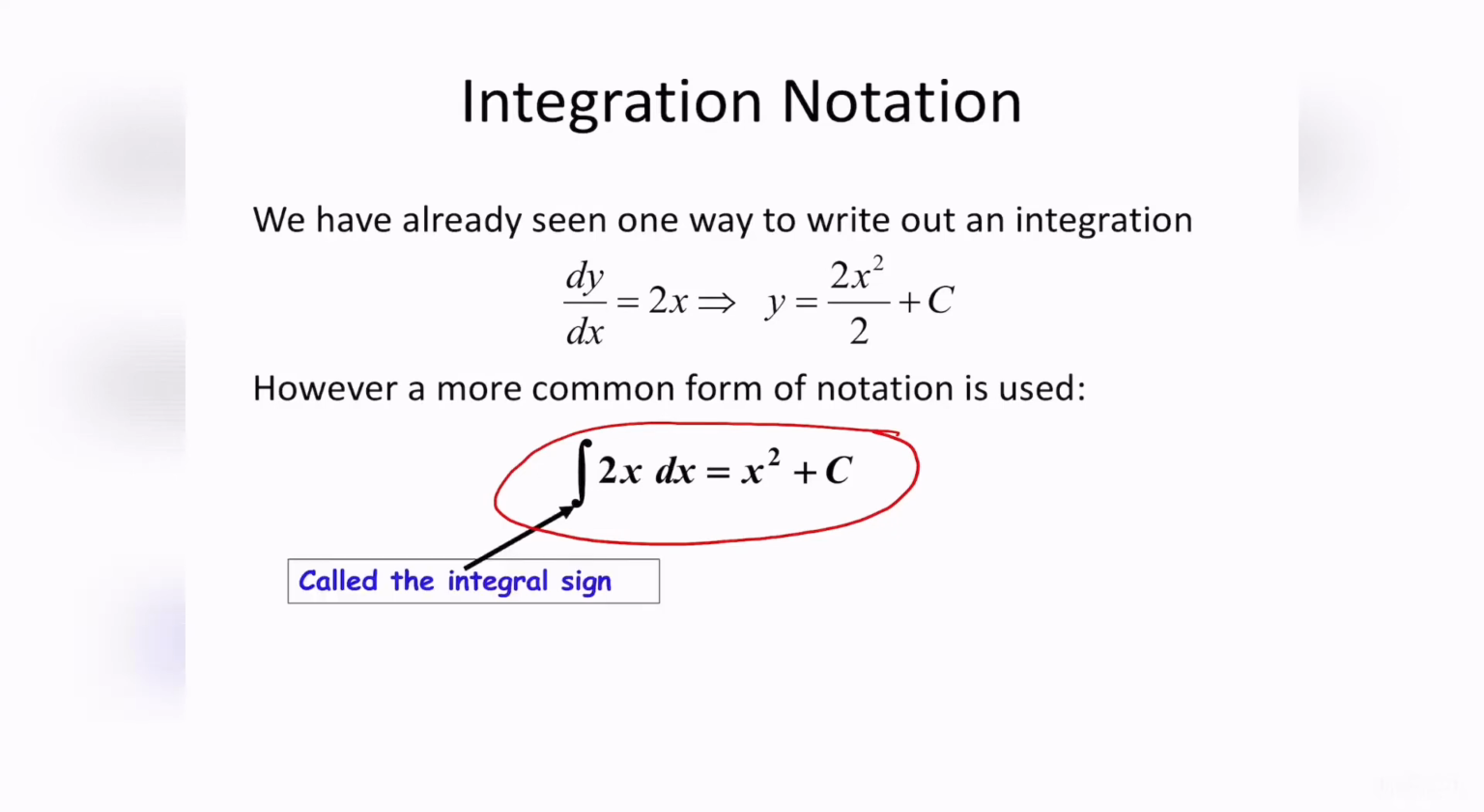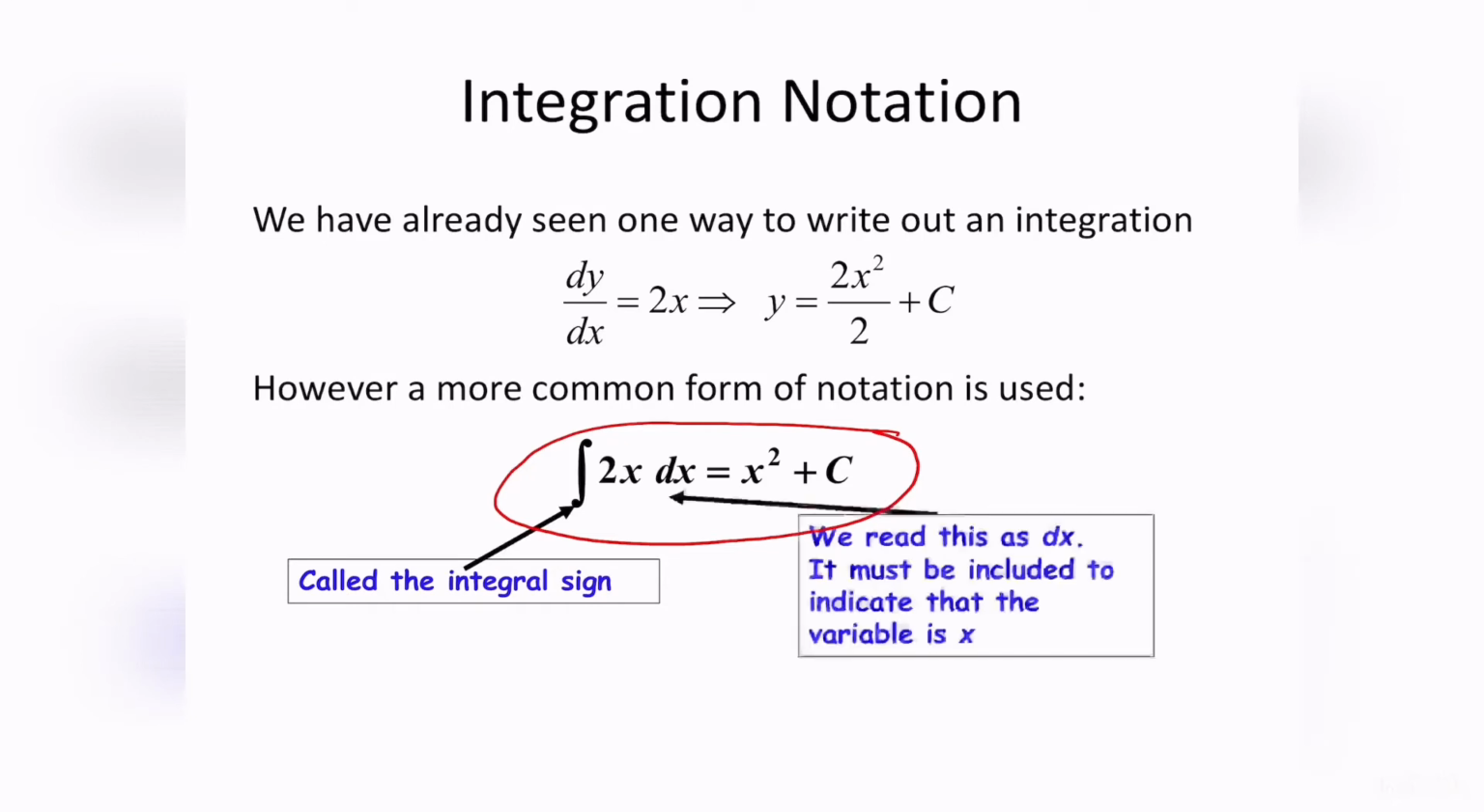Okay, so this symbol here, we call it the integral sign, and we read this as dx, and it must be included to indicate that the variable is x. So if the variable here is x, this is meant to be dx. If the variable here is u, this is meant to be du. This is just to indicate what the variable is.